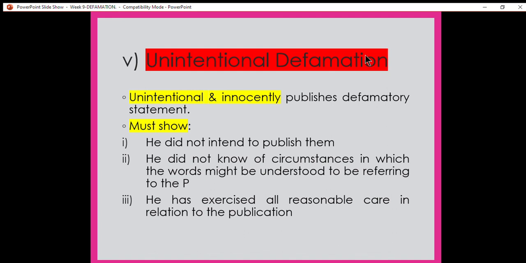Okay, the next defense is known as unintentional defamation or innocent publication. However, the defendant must show these elements. He must prove these elements. First, he did not intend to publish them. He did not know of circumstances in which the words might be understood to be referring to the plaintiff, and he has exercised all reasonable care in relation to the publication. This is where a person who unintentionally and innocently publishes defamatory material of another person must establish the three elements here.